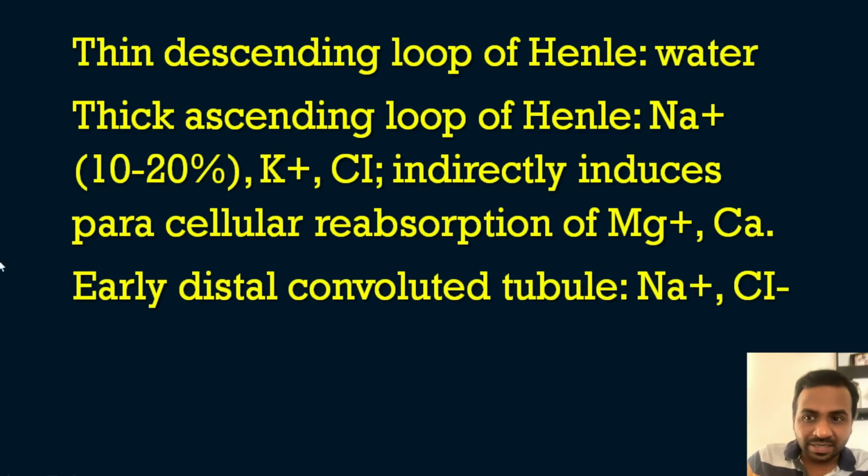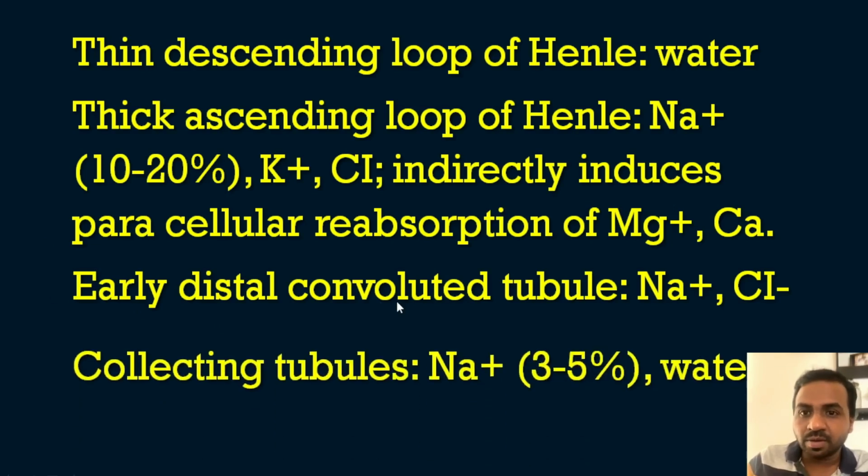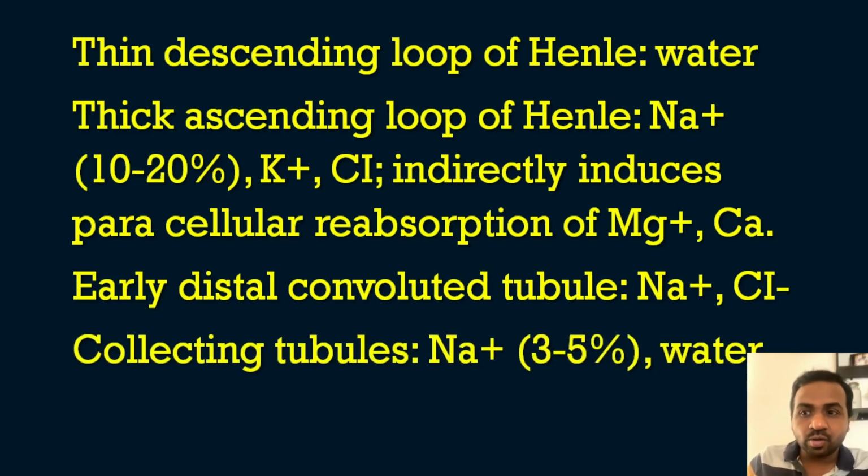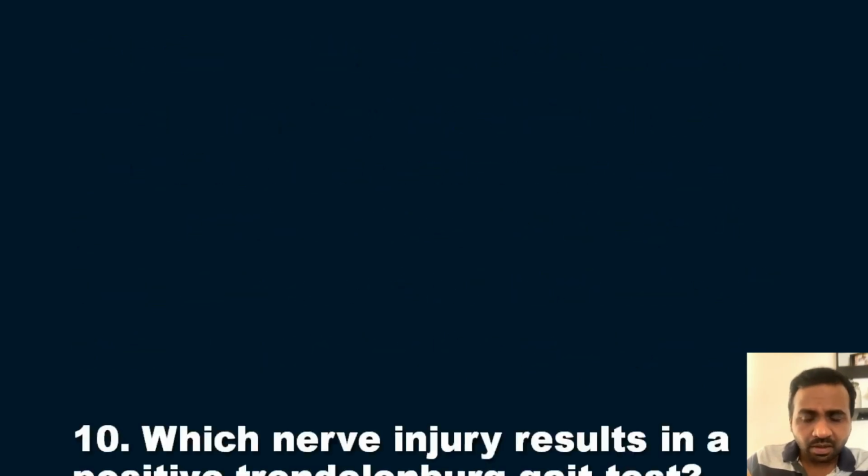Then comes the distal convoluted tubule. In the early distal convoluted tubule, sodium and chloride will be reabsorbed, and in the collecting tubule we can see the remaining 3 to 5% of sodium and the remaining water will be reabsorbed. So I think that is clear for you. From each location, what all things are getting reabsorbed is also very important.